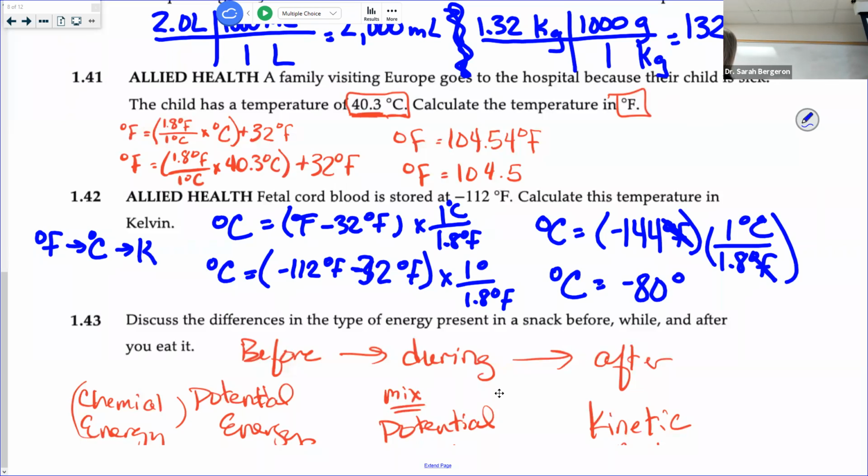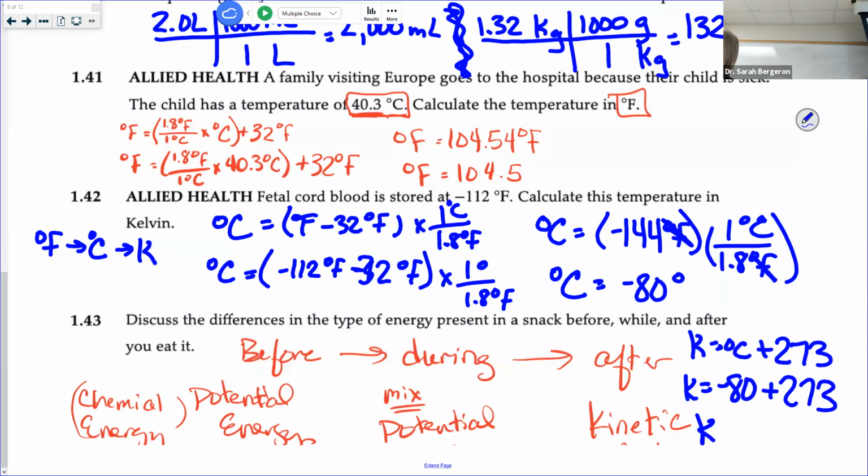Now I need to go get my other formula where it says Kelvin is equal to degrees Celsius plus 273. So Kelvin is equal to negative 80 plus 273. What do you get? 193 Kelvin. Okay. So make this your best friend.